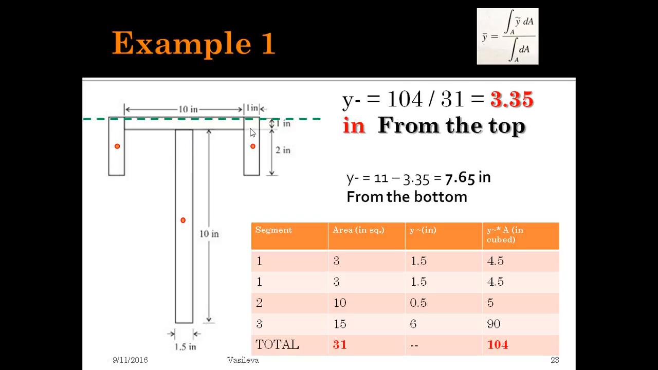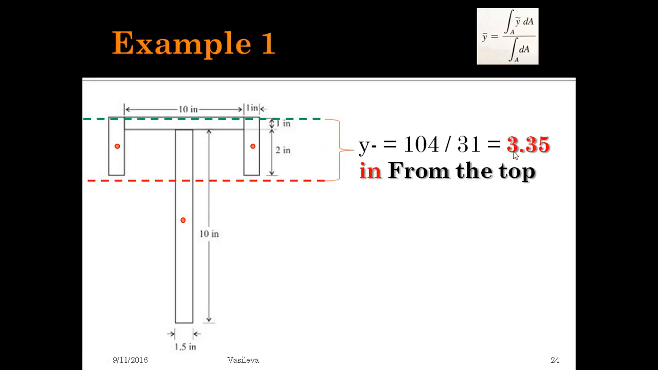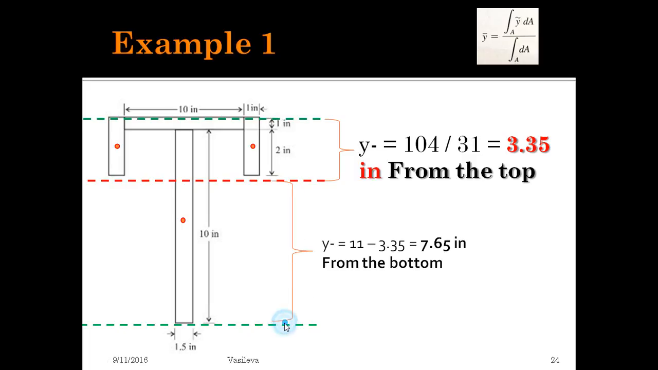Another way we could do it is, because the entire body is 11 inches, we do 11 minus 3.35, and that'll tell us that it's 7.65 inches from the bottom. So let's visualize it. Our center of gravity, we said, from the top was 3.35 inches. So we go from the top 3.35 inches down. So it'd be this line. Or if we went from the bottom, it'd be this entire distance, which is just 11 minus 3.35.